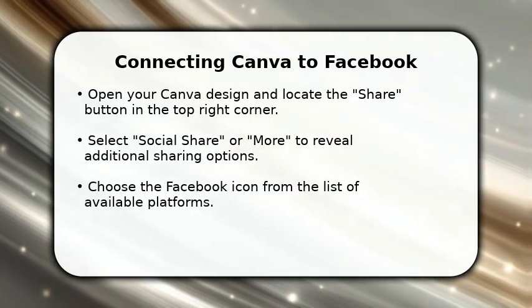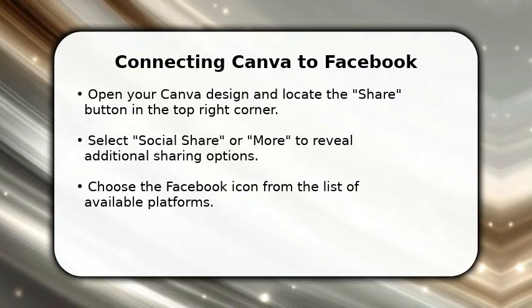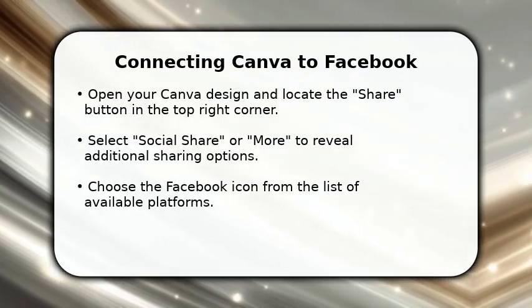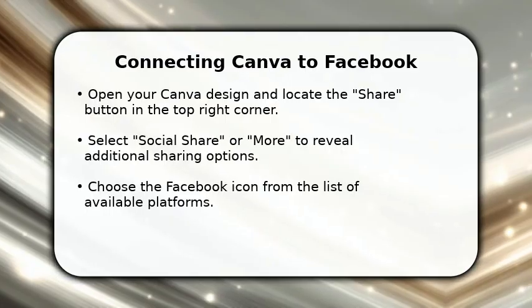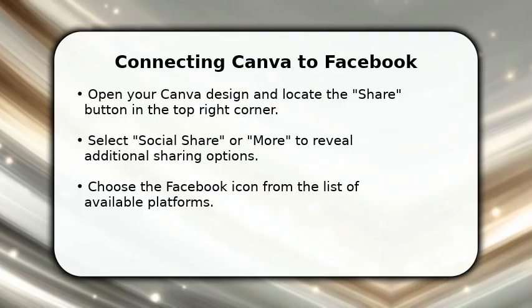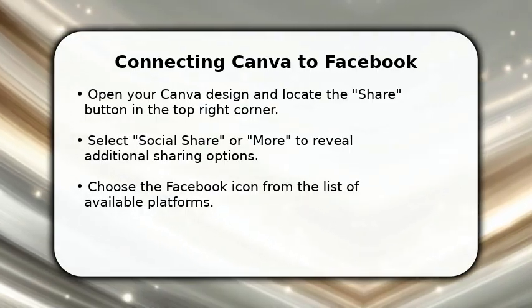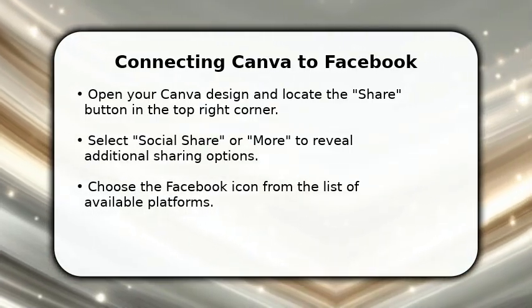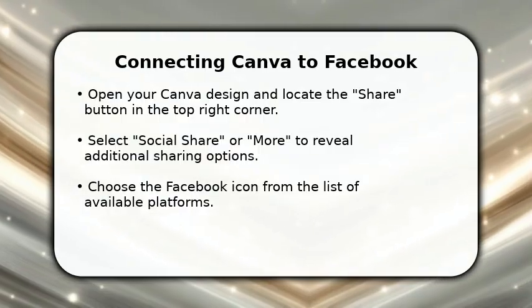First, open your amazing Canva design and look for the Share button, usually found in the top right corner of your screen. Click on it, and then you'll see a few options. You'll want to select Social Share or More to expand the list of platforms. From there, simply choose the Facebook icon to begin the connection process.